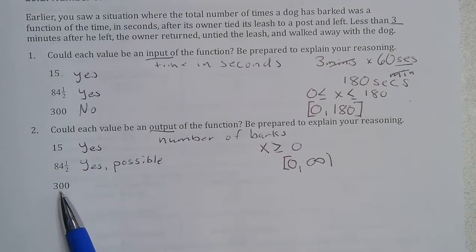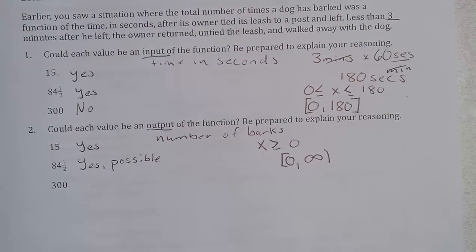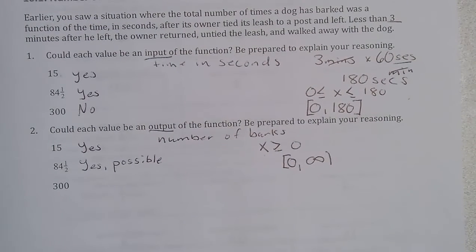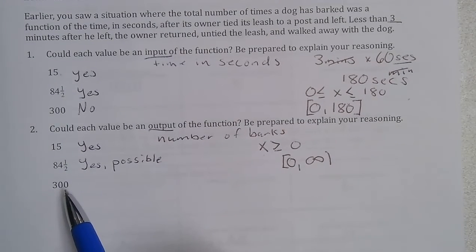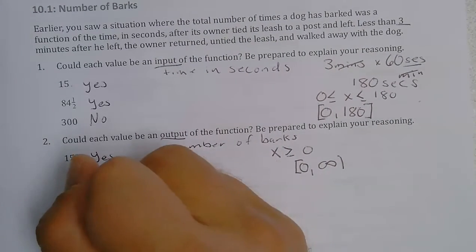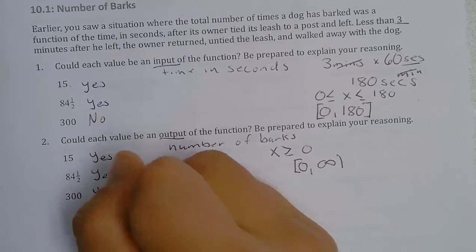And then here, a dog barking 300 times in 180 seconds. That one is having the dog bark a little bit less than 2 times per second. So I think theoretically that could happen, but it's very much not likely. So we could put yes, it's possible, but not likely at all.